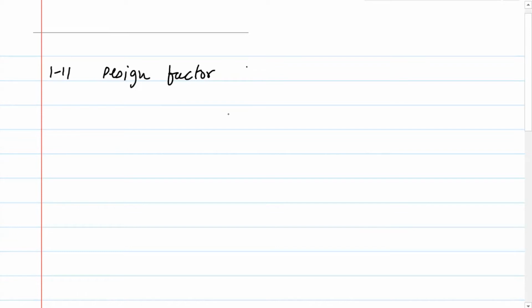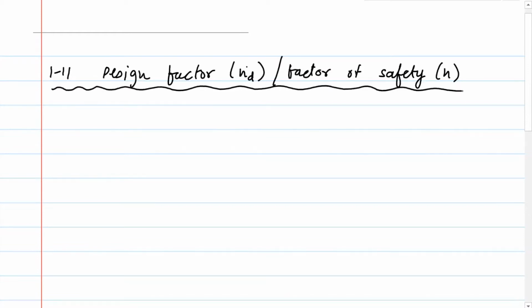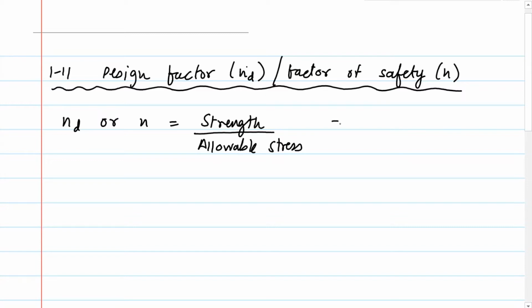We'll denote design factor by N subscript D, and we also have a term called factor of safety. We'll use the small n to denote factor of safety. Now, it turns out that both these quantities have the same definition. So the formula for N_D or n is the same. It's basically the strength divided by allowable stress.